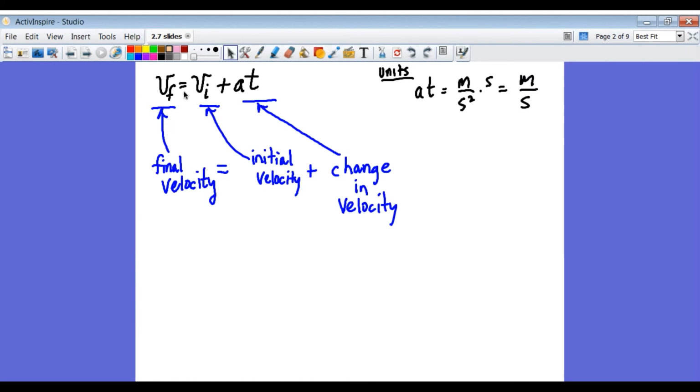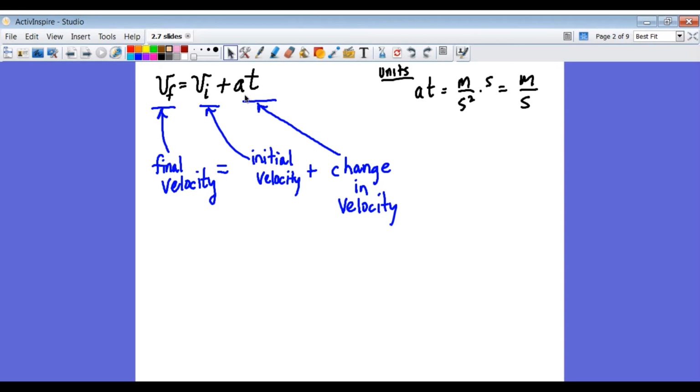And if you think about what that is saying, it's quite logical. It's saying that my final velocity is equal to my initial velocity plus the change in my velocity. So if I have a positive acceleration, this will be a positive number. I'll be speeding up, and my final velocity will be greater than my initial velocity. And if the acceleration is negative, if I'm going in the positive direction, I will slow down, and my change in velocity will be negative, and my final velocity will be less than my initial velocity.